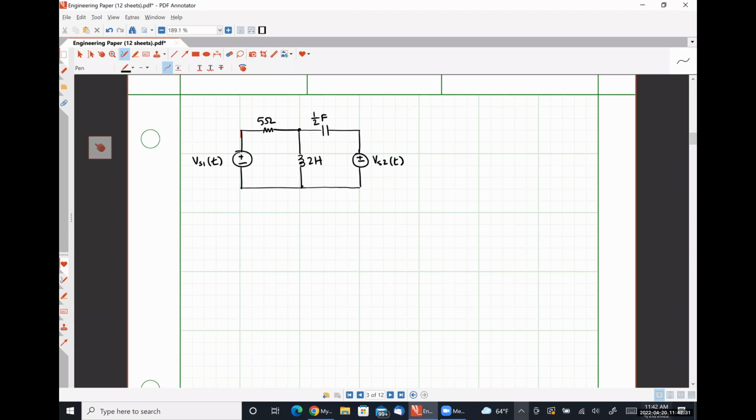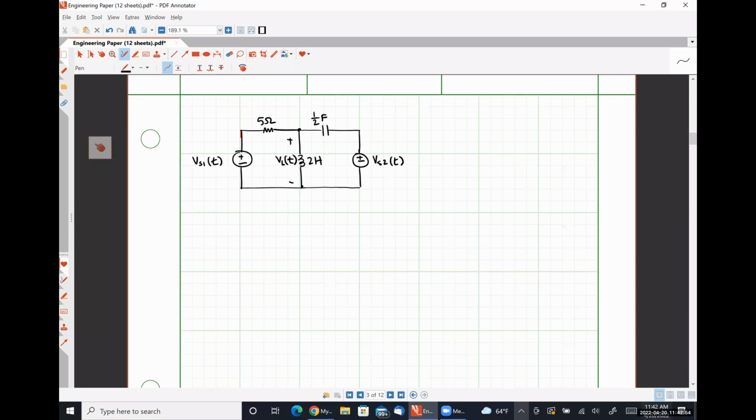But let's say that I'm interested explicitly in this quantity, ZL, as a function of time. So this is a time domain circuit. We are interested in a time domain quantity.